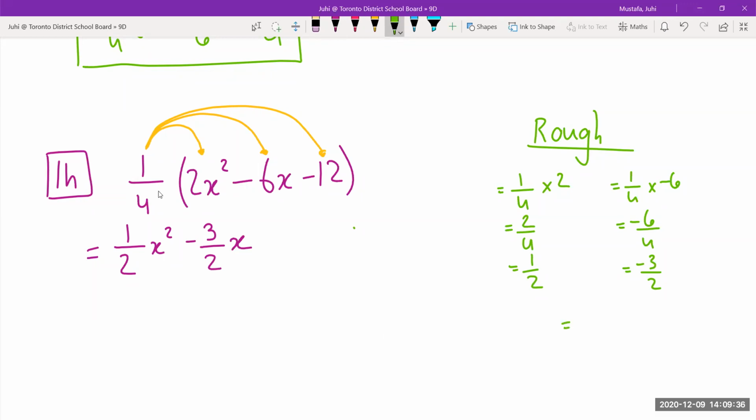Okay, and then the final one is 1 over 4 times negative 12. Keep in mind, I'm keeping this negative sign with this number. This negative 6 was with this number. I didn't just ignore it, I'm keeping it with it. So 1 over 4 times negative 12 is negative 12 over 4, which would simplify to give me negative 3. So this number times this number is negative 3.